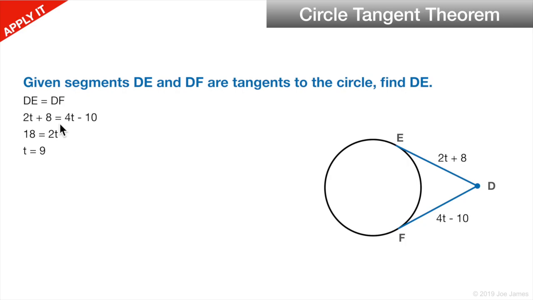2t equals 18 by moving all the t components to the same side and all the constants to the other side, and then we can say t equals 9. Now we just plug t equals 9 back into either one of these equations. 2t plus 8 equals 2 times 9 plus 8, and that equals 18 plus 8, which is 26. So each segment is 26.